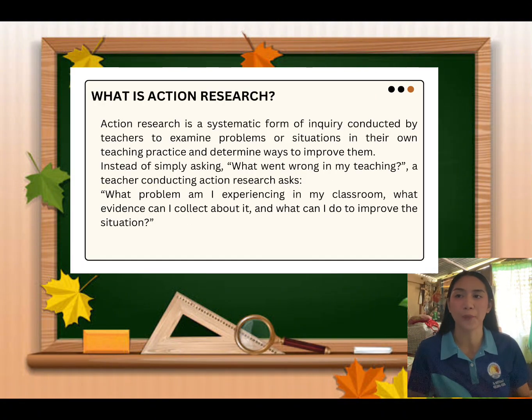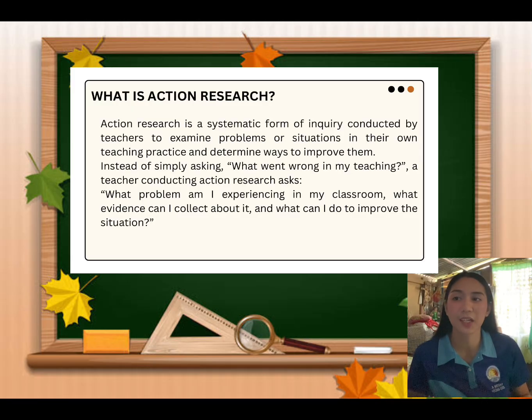What is action research? What comes to your mind when you hear the word research? Usually, we think of research as collecting information, analyzing data, and finding answers. But action research takes this process into the teacher's actual classroom. Action research is a systematic form of inquiry conducted by teachers to examine problems or situations in their own teaching practice and determine ways to improve them.